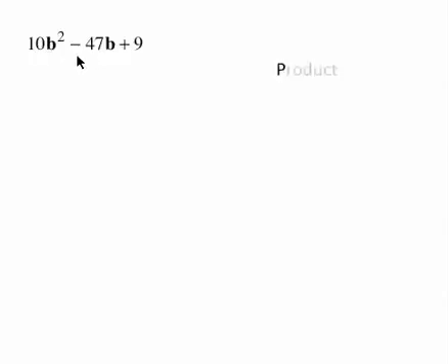So what PSF is, P is product, and the product stands for the product of the first and last term. So we're just going to multiply the first term times the last term, and that gives me 90b squared. S stands for sum, and that's the middle term. Okay, so the middle term is negative 47b.